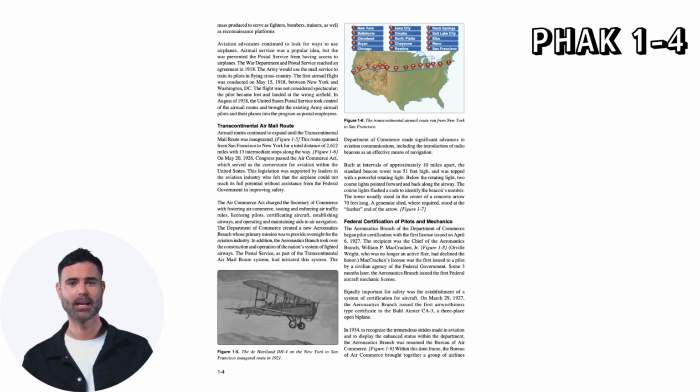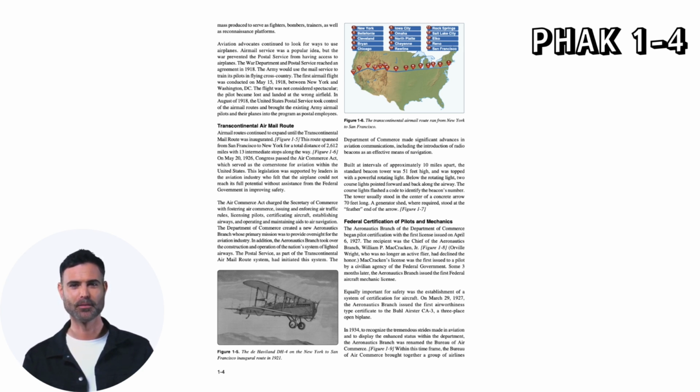On March 29, 1927, the aeronautics branch issued the first airworthiness type certificate to the Bull Airster CA-3, a three-place open biplane. In 1934, to recognize the tremendous strides made in aviation and to display the enhanced status within the department, the aeronautics branch was renamed the Bureau of Air Commerce.